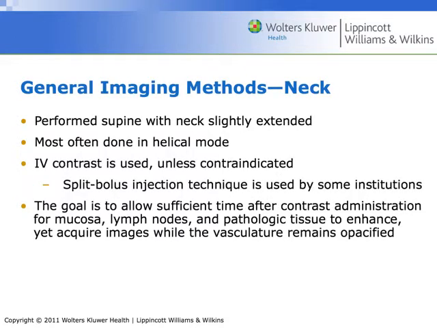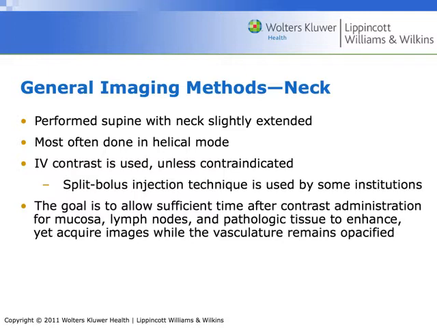So, general imaging methods for the neck: we're talking about having the patient positioned supine. We want to have the chin up. Having the chin up will help us keep, again, the eyes up out of the area that we're scanning, hopefully. We're typically going to be considering these volumetrically, so we'll be scanning in a helical mode. And just as a note on that, pretty much the only thing that we scan anymore in an axial mode is going to be the brain. Everything else, we're typically looking for volumetric data.